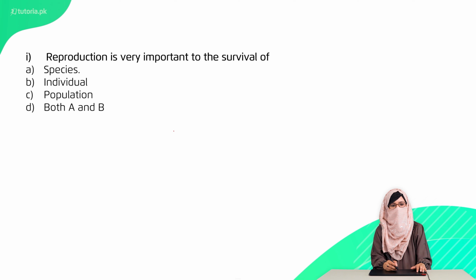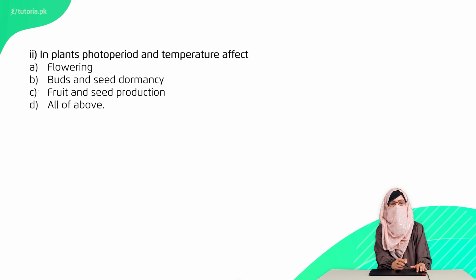Now we will discuss the MCQs of your chapter. So the first MCQ is, reproduction is very important to the survival of species, individual, population, both A and B. The right option है option A, species. Second है, in plant, photoperiod and temperature effect, flowering, bud and seed dormancy, fruits and seed production, all of above. The right option है option D, all of above.